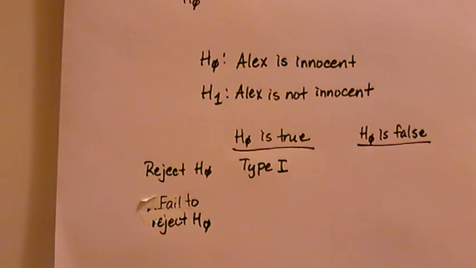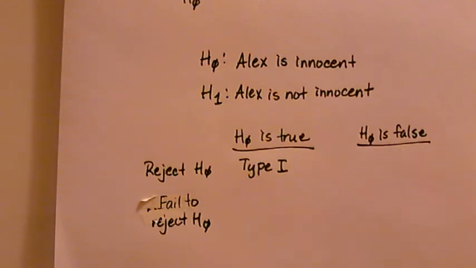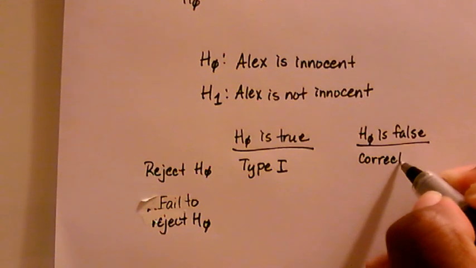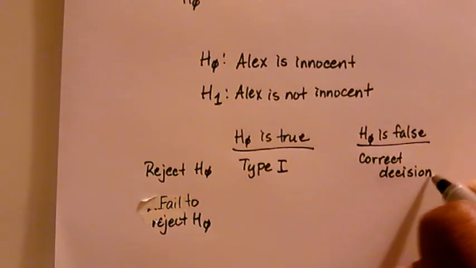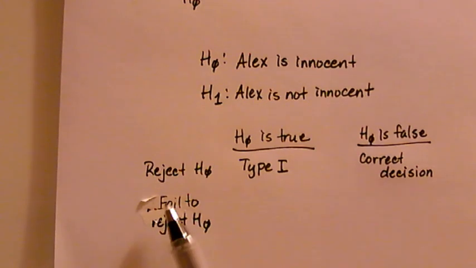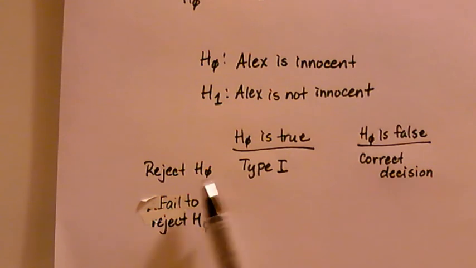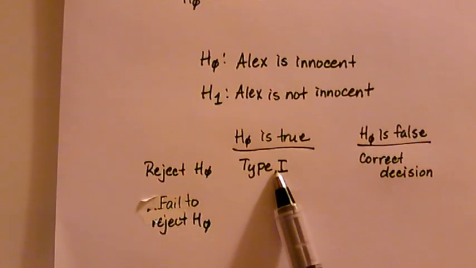Okay? Let's say you reject Alex's innocence, and he is not innocent. He is guilty. That's the correct decision. Okay. So here you rejected his innocence, and it is true. That means that you sent an innocent person to prison.